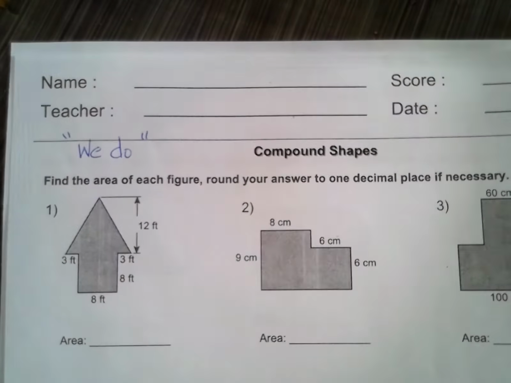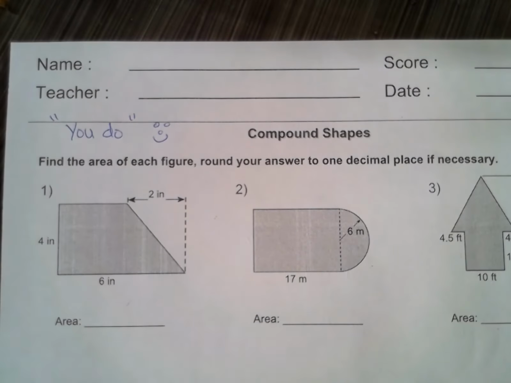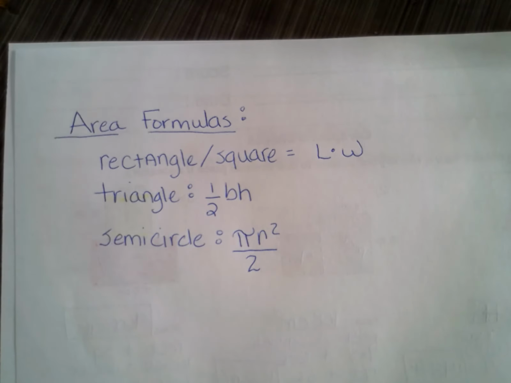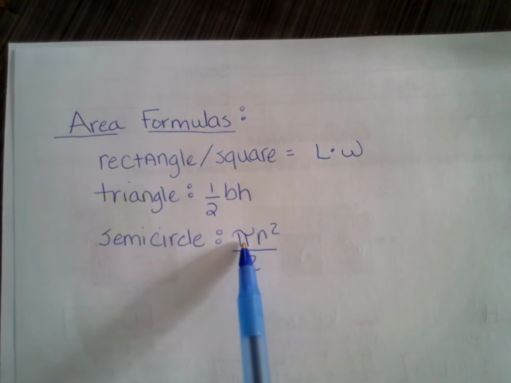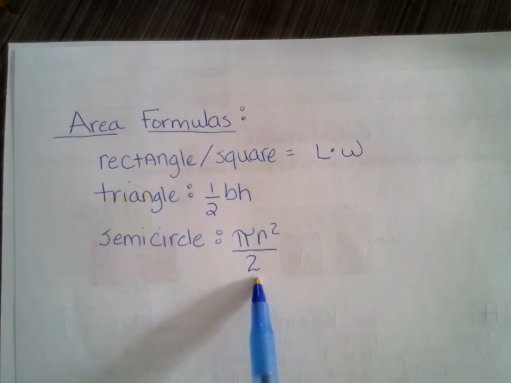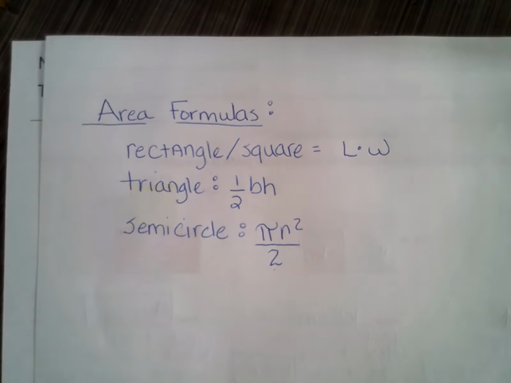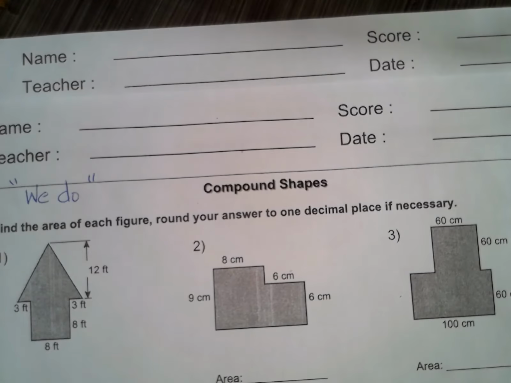All right. Now, the first thing that you need to remember is your area formulas. Just make sure that you know these. The only one that's probably brand new to you is the semicircle. That's a circle, and it's only half a circle, so we divide by 2. The area for that is pi times radius squared divided by 2. So you might want to pause the video and write these down, and then turn your sheet back over. Okie dokie.